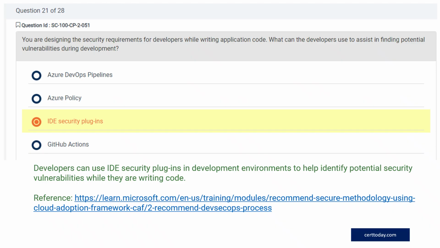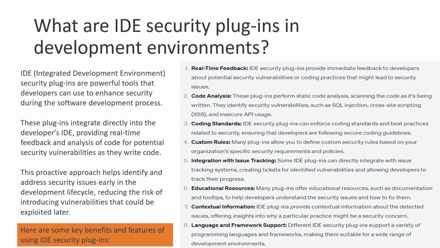Developers can use IDE security plugins in development environments to help identify potential security vulnerabilities while they are writing code. So, what are IDE security plugins in development environments? IDE or Integrated Development Environment security plugins are powerful tools that developers can use to enhance security during the software development process.